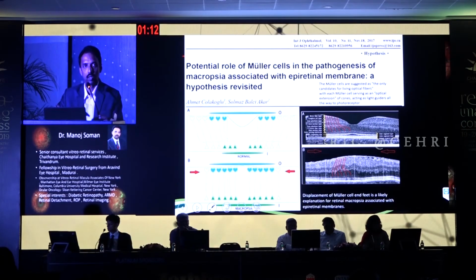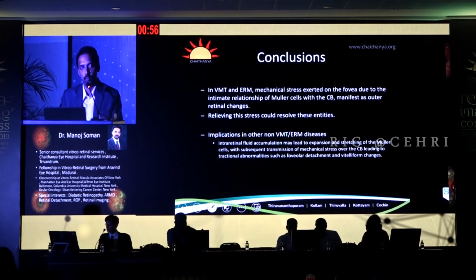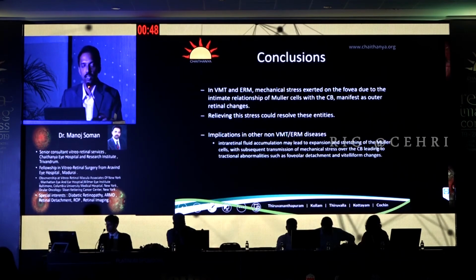There are also other people who have investigated this, and some have tried to explain that Muller cells may be the reason why macropsia develops in patients with epiretinal membrane. If you look here, this is the Z-shaped configuration of the parafoveal Mullers, which gets disturbed with epiretinal membrane formation. This can affect not only the transparency, but also causes displacement of the Muller cell end feet. Along with that, there is a strain on the photoreceptors, which could be the explanation for the macropsia in these patients. So in conclusion, in VMT and ERMs, the mechanical stress exerted on the fovea due to the intimate relationship of the Muller cells with the central bouquet manifests as outer retinal changes, and relieving this stress could resolve these entities.